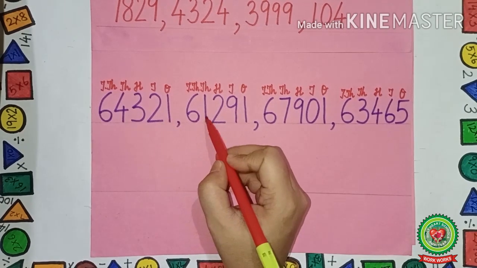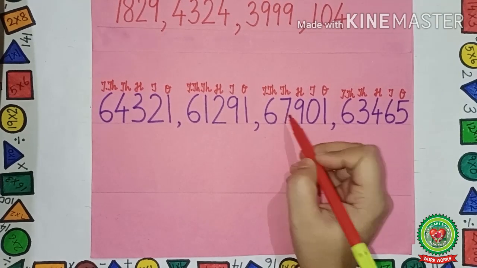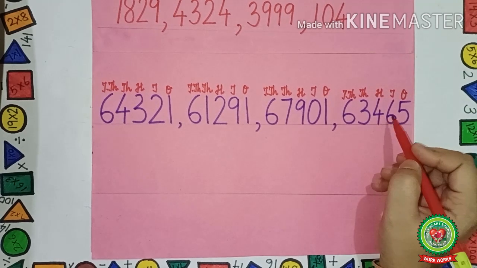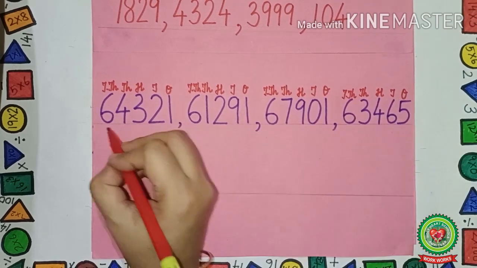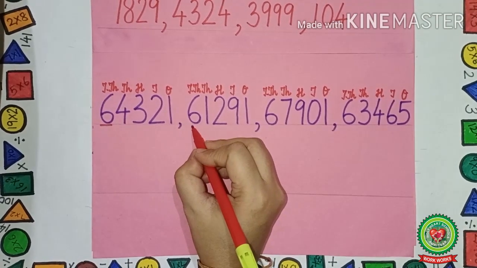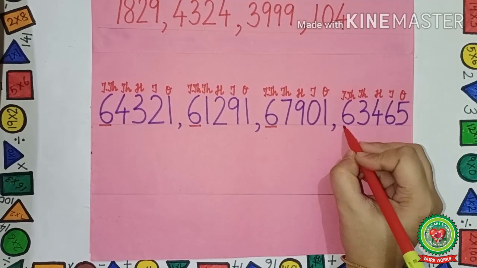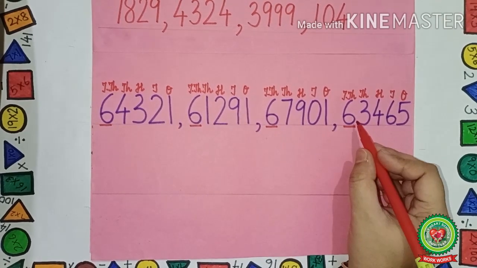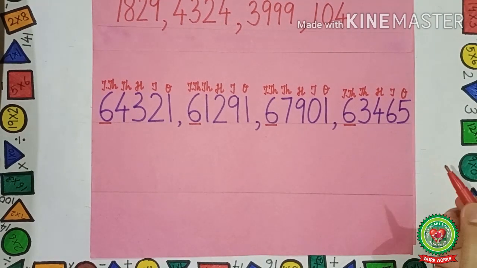64,321, 61,291, 67,901, 63,465. Now first digit, let us underline the first digit. 6. Here also first digit is 6, then again 6, then again 6. Now see kids, the first digit of all the numbers are 6. Now what do we do now? How do we compare it? What we will do? We will take the next digit of the number.